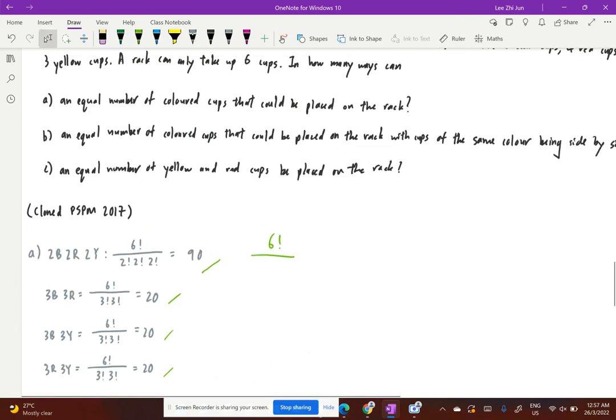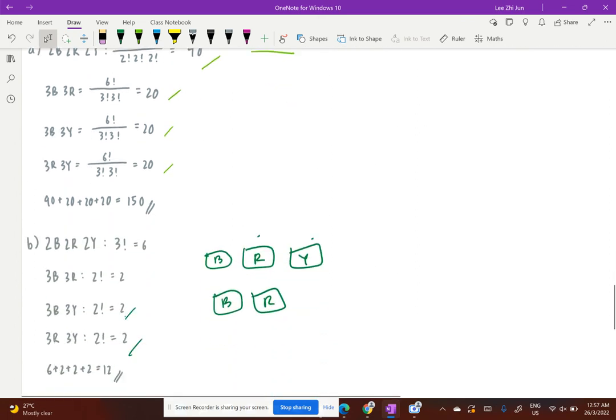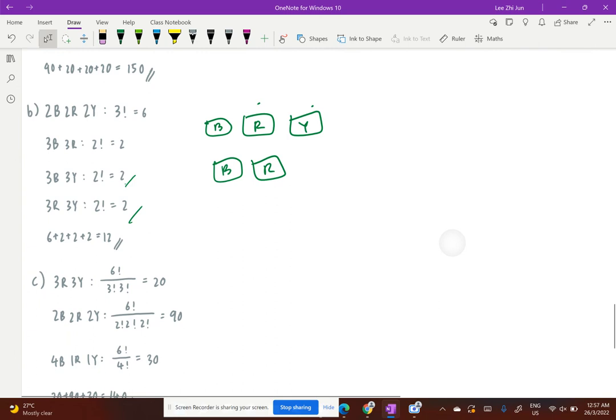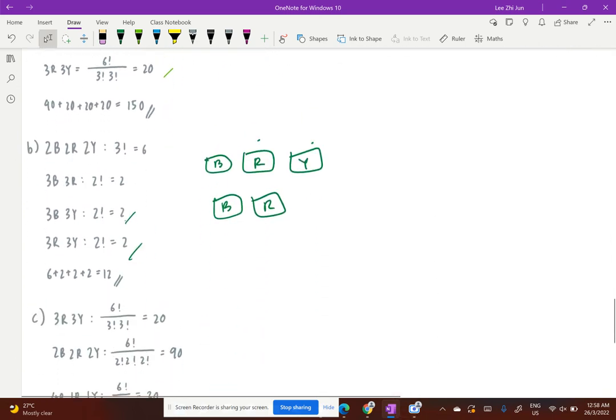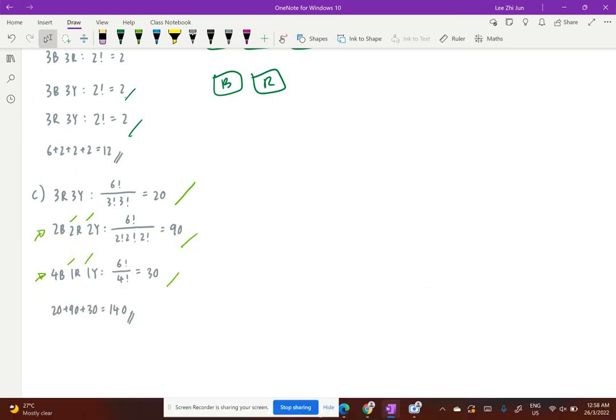And lastly, an equal number of yellow and red cups placed on the rack. Equal number of yellow and red. So there can be no blue inside: 3 red, 3 yellow, which I counted just now as 20. It can be 2 red, 2 yellow, or 1 red, 1 yellow. For these cases, the blue cup must be inside. So 2 red, 2 yellow will be 90, and 1 red, 1 yellow will be 30. So 20 plus 90 plus 30, I will get 140. So here's the answer.